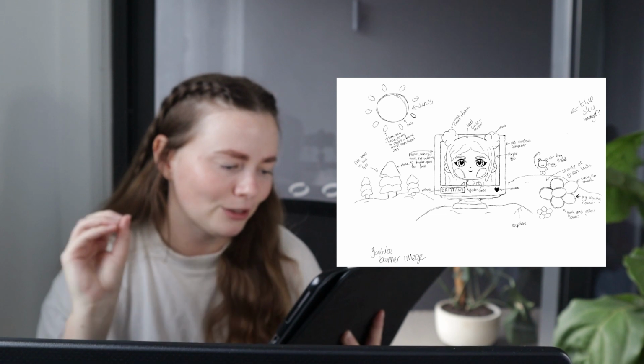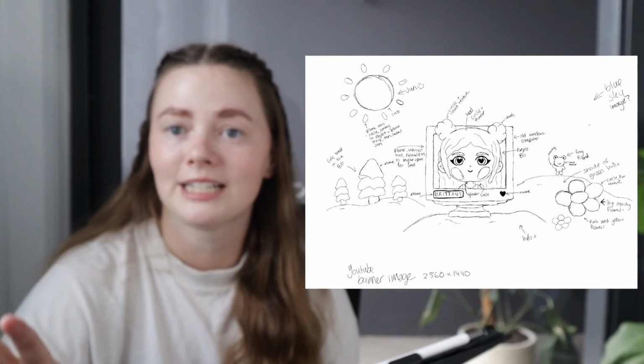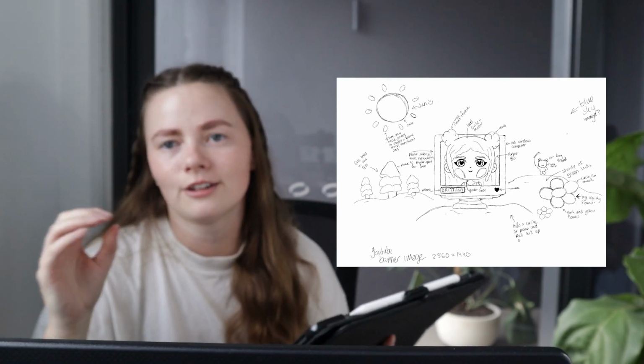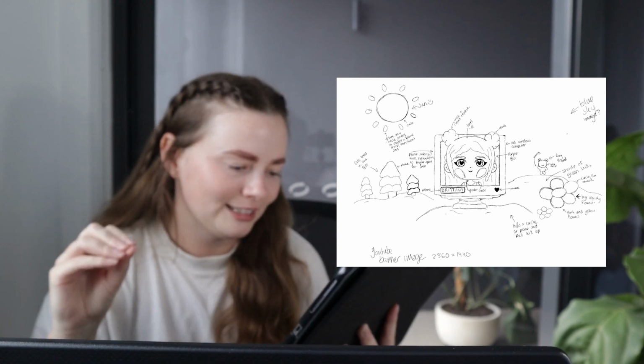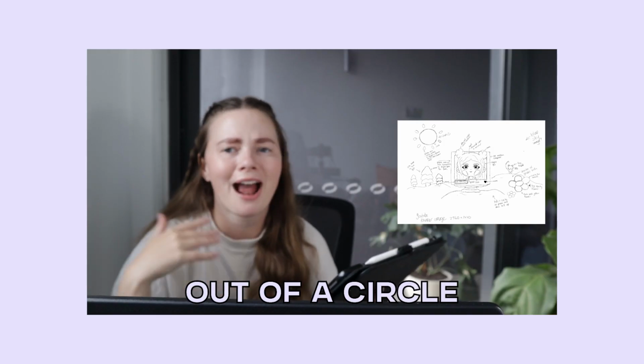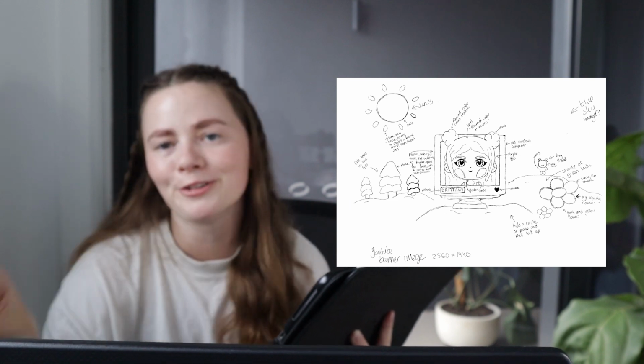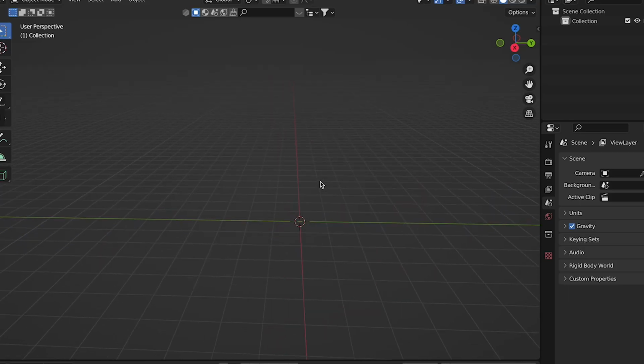As you can see, I have a lot of notes on here, because as I'm drawing it, unlike 2D, where I can just be like, oh great, this is what I want, in 3D, I have to be like, how do I make this out of a circle? How do I make this out of a square? So that's why all those notes are there. So this is the blank scene that we have here.